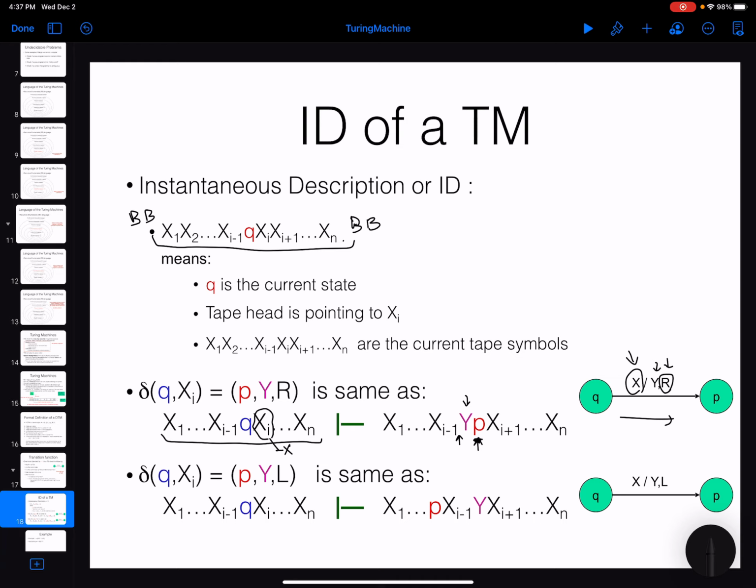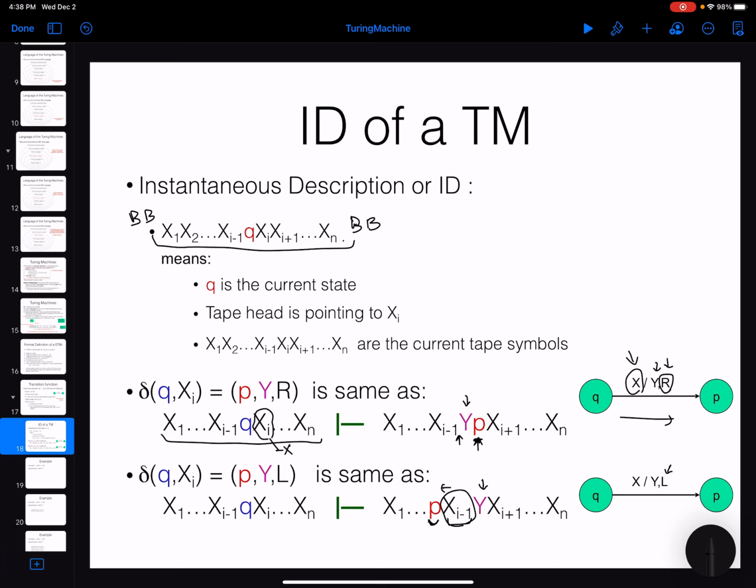If the transition tells you to move to the left, you can see that we can represent it in this way: you write Y and then you are moving to the left. So the new state P is represented before this symbol x sub i. So it's just like you are moving to the left, and the next symbol that you are going to read is going to be x sub i minus 1.